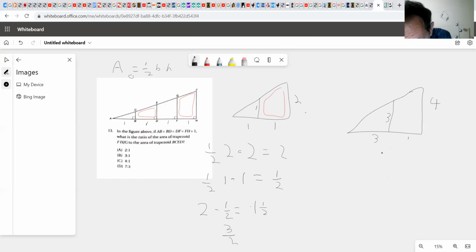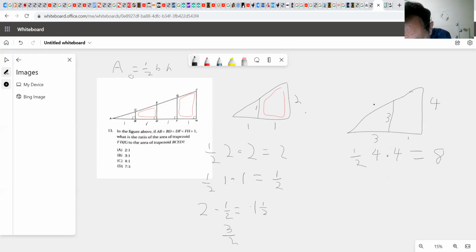So in other words, the bigger triangle here has a base of 4 and a height of 4, right? And then the smaller triangle inside there has a base of 3 and a height of 3, right? So again, let's use that formula for triangles. I'm going to do the bigger triangle first: 1/2 times 4 times 4. Well, half of 4 is 2, 2 times 4 is 8, right? So the bigger triangle is 8.